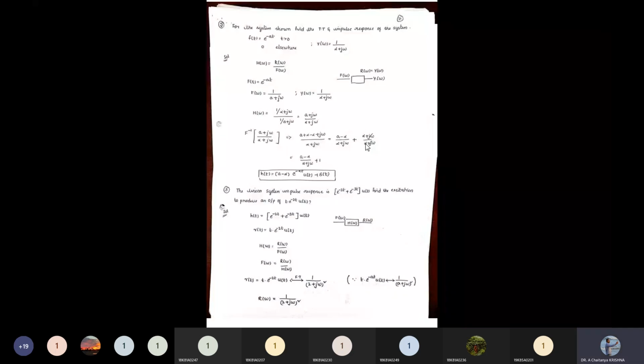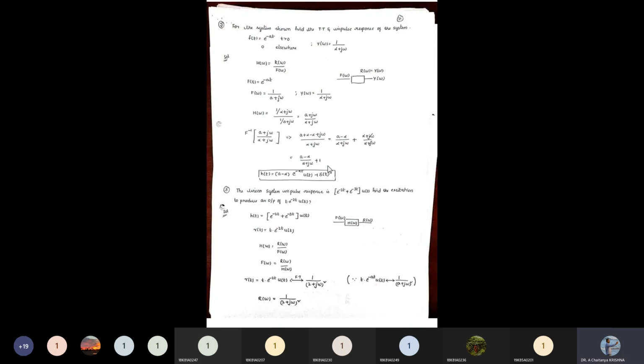Already we know 1 by a plus j omega is e power minus at. Here alpha plus j omega is there, so the answer is e power minus alpha t into u of t. Since alpha is a constant, 1 by alpha plus j omega has the same form as a plus j omega, so the inverse Fourier transform is e power minus alpha t into u of t. If we take the Fourier transform of delta of t we get 1, and the inverse Fourier transform of 1 is delta of t.